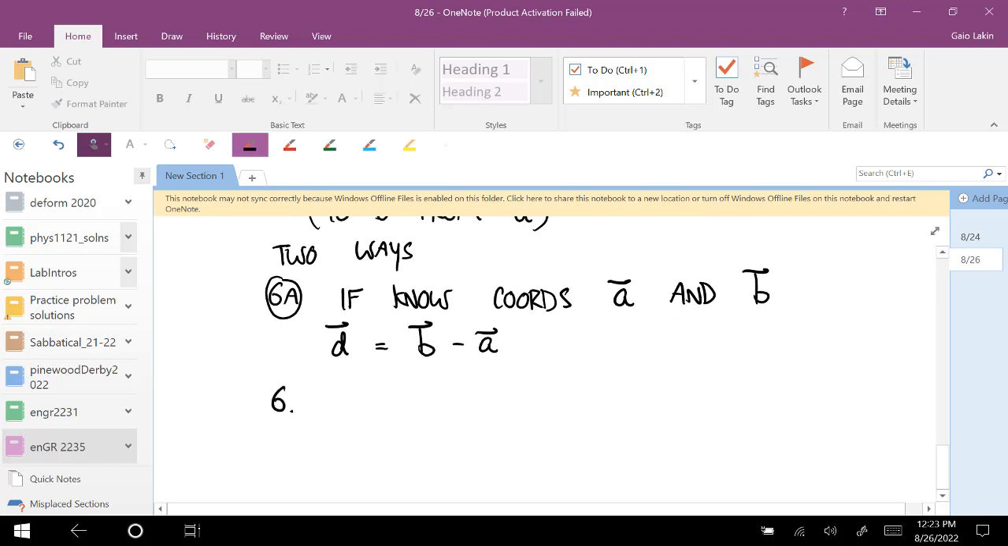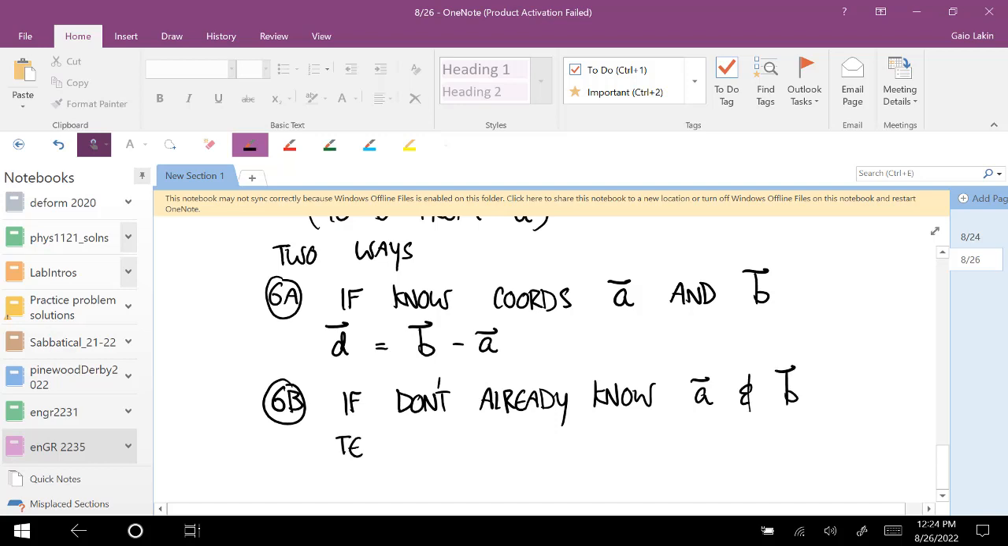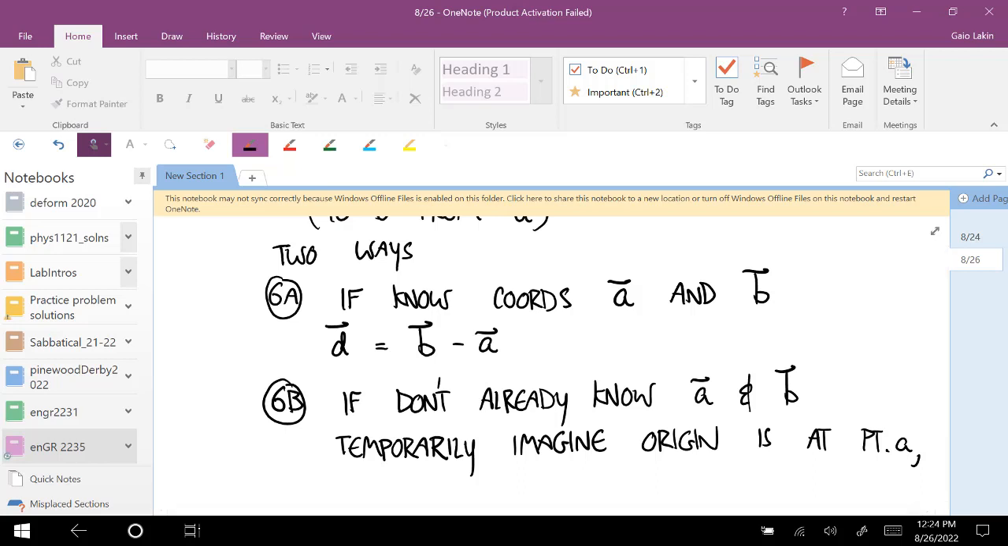If you don't already know the coordinates of A and B, temporarily imagine that the origin is at the point A, and calculate the coordinates of the point B, and that's the vector going from A to B.